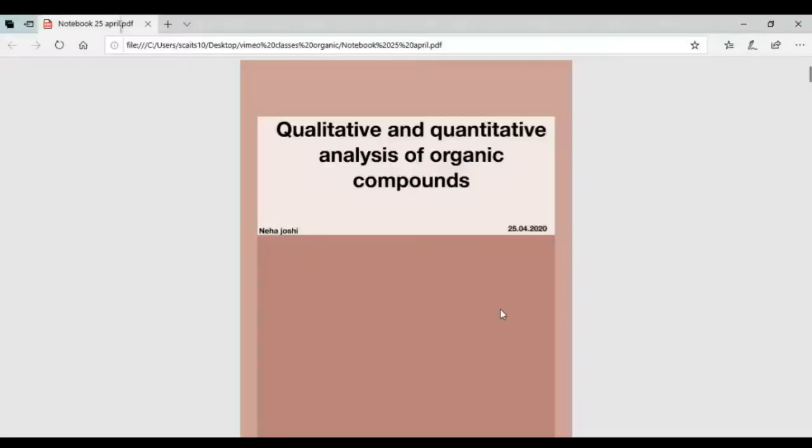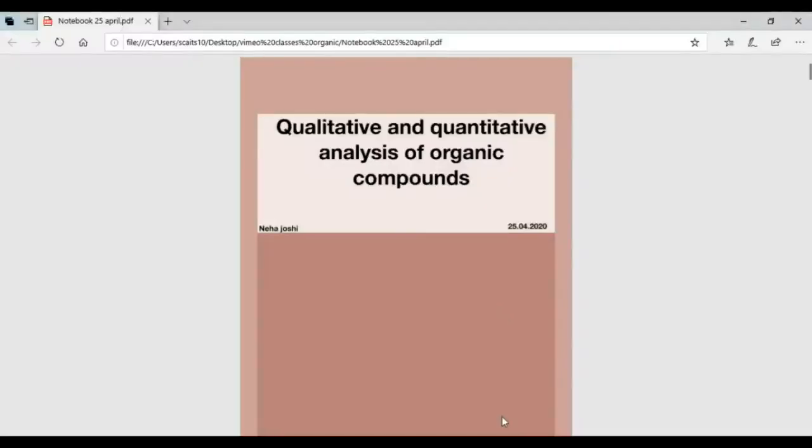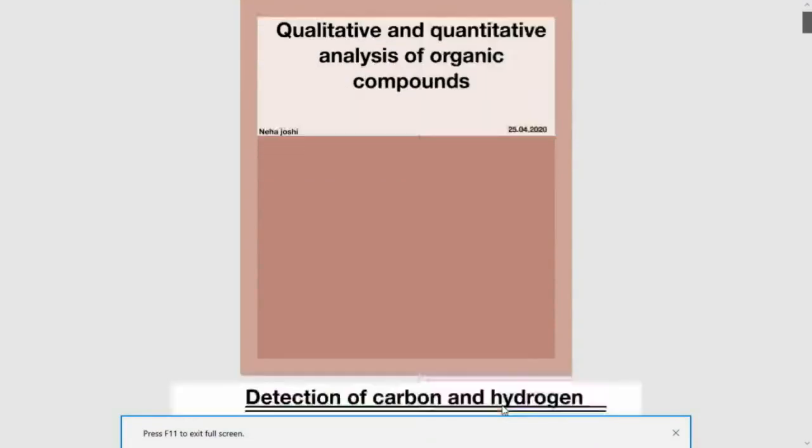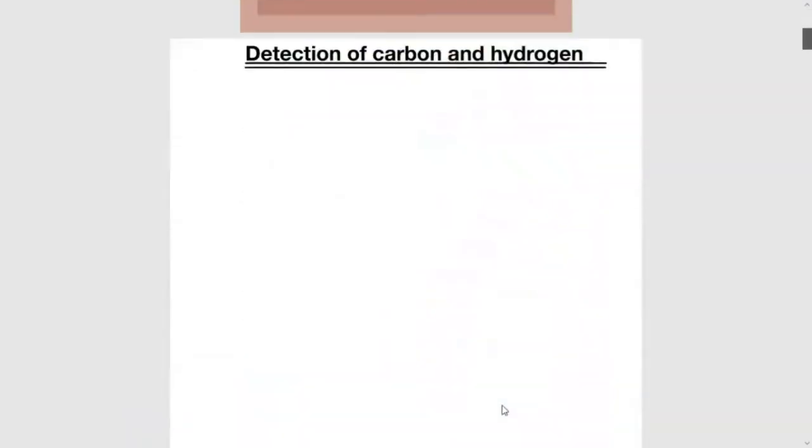First, we are going to deal with qualitative analysis. After that, we will go for quantitative analysis. So, in qualitative analysis, we are just worried about what is present. How much is present is not of much concern at this stage. Correct? So, coming to qualitative analysis of organic compounds.